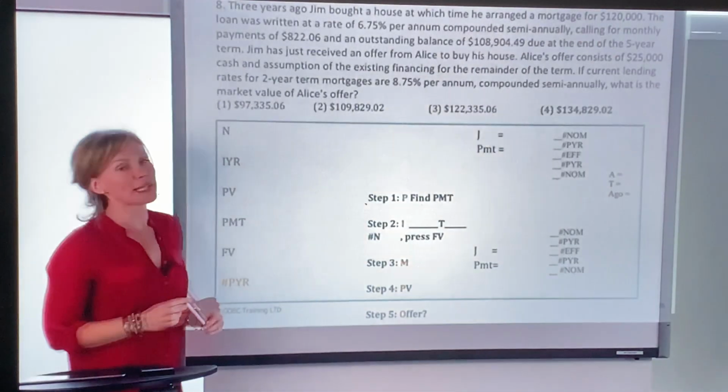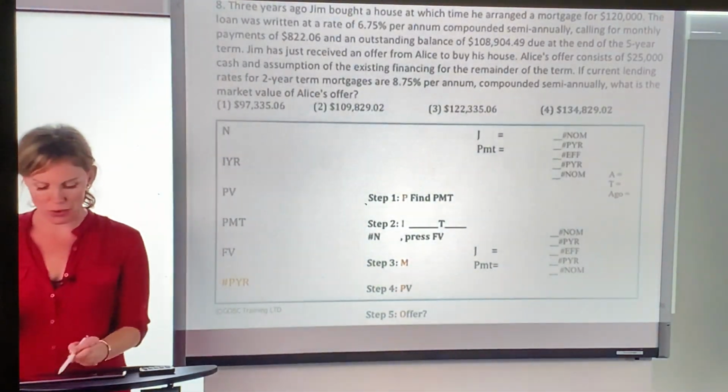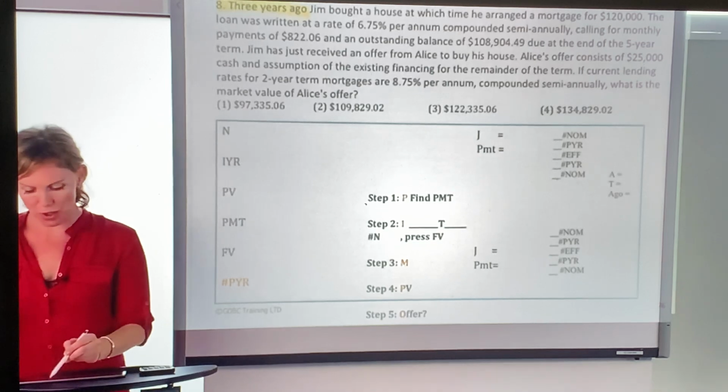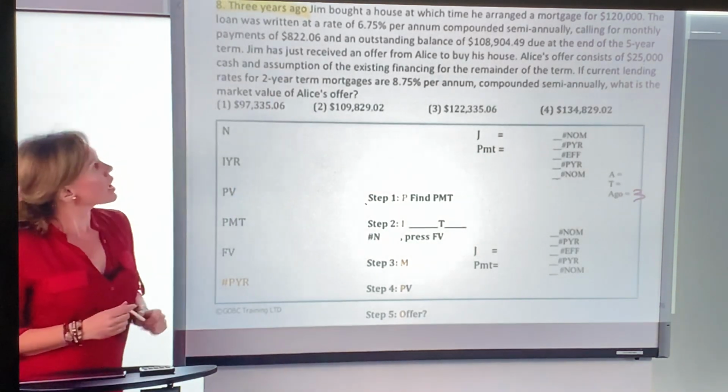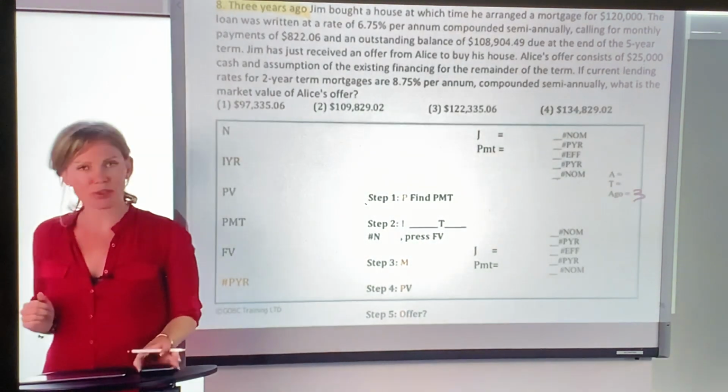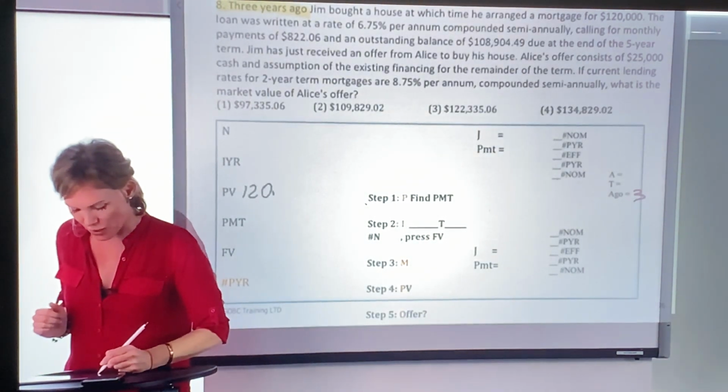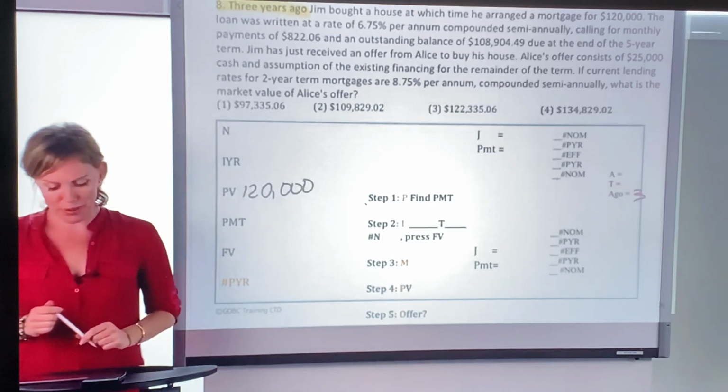Let's do question number 8. Now, this question also has a 3 years ago. Do you see that? So that's already the ago that we know we're going to be using on the timeline for sure. So I put that 3 into the ago in there. He bought a house when he got a mortgage of 120,000. So I'm just going to start filling up as we go through the question. So 120,000 PV, and the rate was at 6.75%.